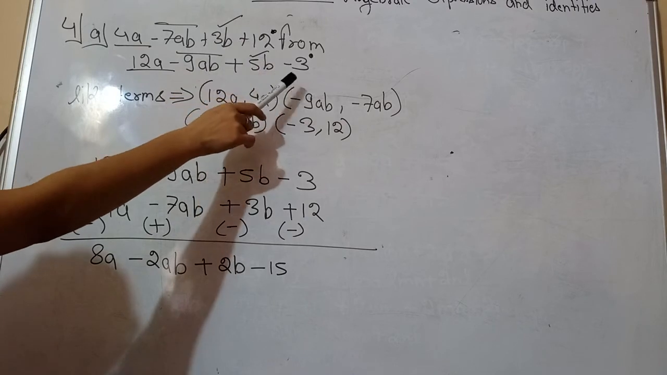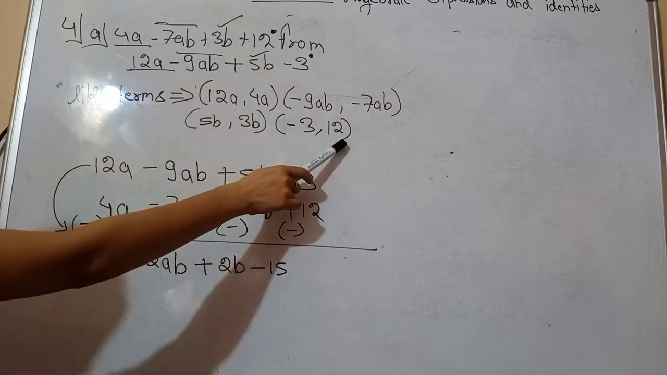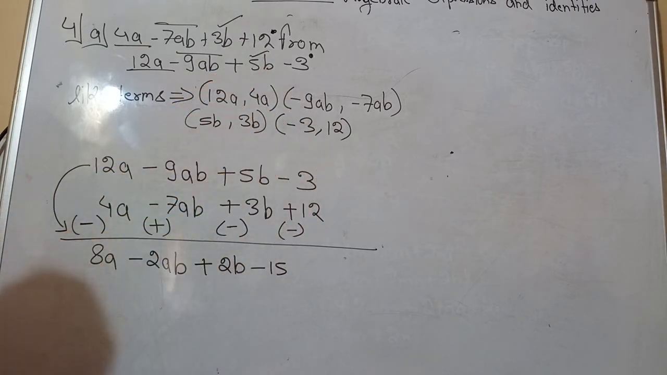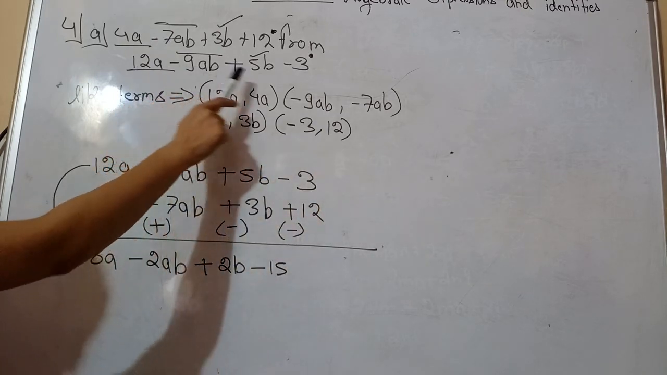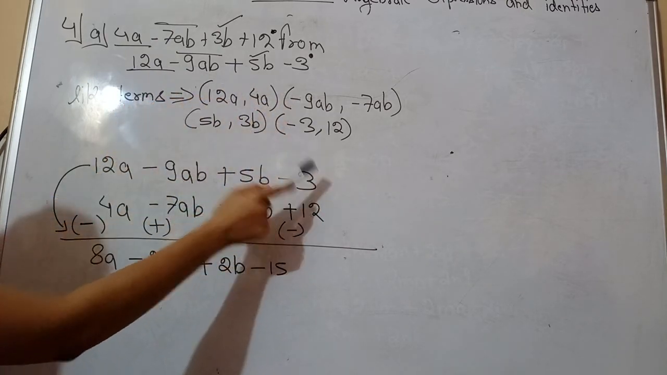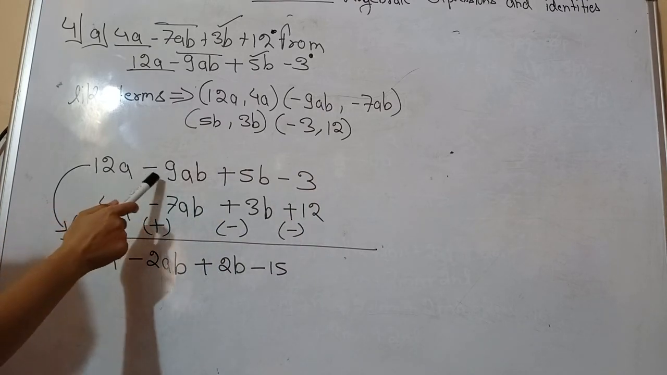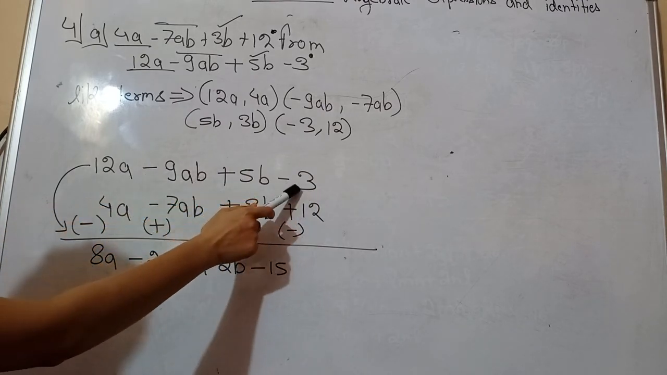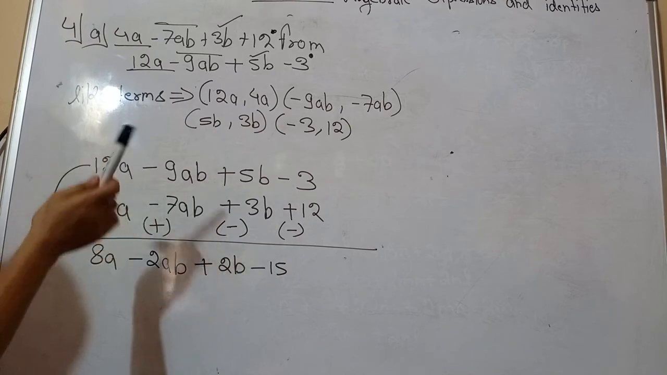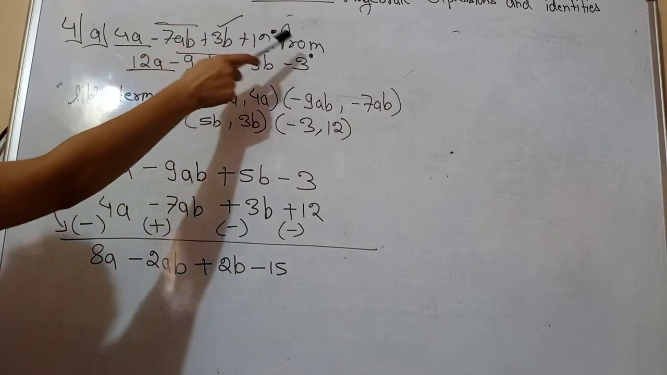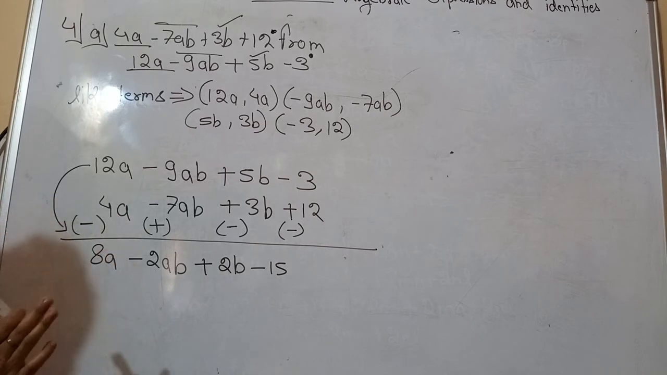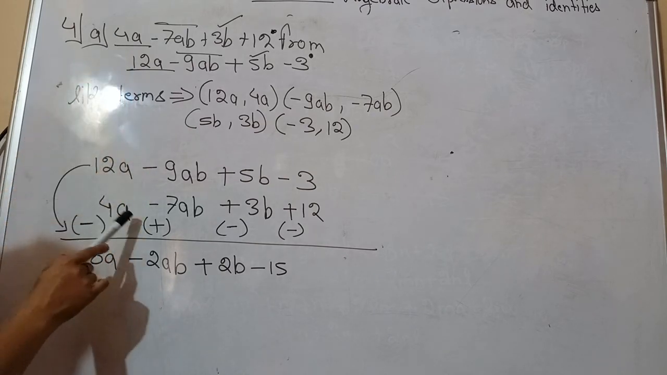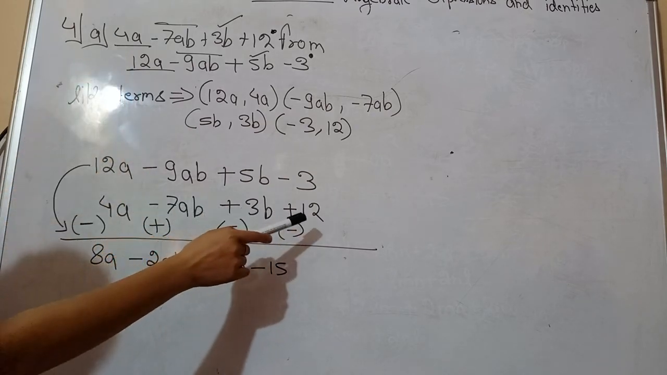Now the last terms are minus 3 and plus 12. So minus 3 and plus 12. After getting all the like terms, write the term here which is written after "from". From के बाद के term को आप यहाँ लिखिए. So 12a minus 9ab plus 5b minus 3. Okay. Then the term which is written before "from", from के पहले जो term है उसको just write down below it. So the second term is 4a minus 7ab plus 3b plus 12.